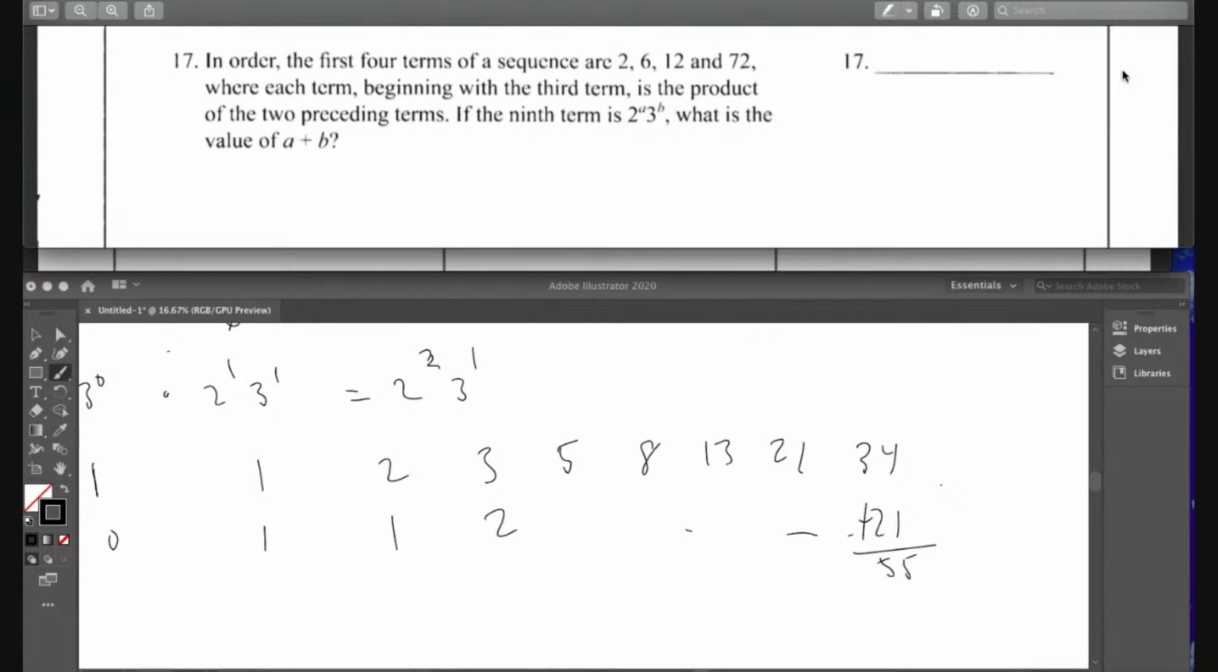Yeah, the answer kind of hints at the method they want you to use. It's pretty obvious from the answer that they want you to put everything in terms of powers of 2 and 3, I guess. And if you put everything in terms of powers of 2 and 3, that's a pretty easily noticeable pattern.